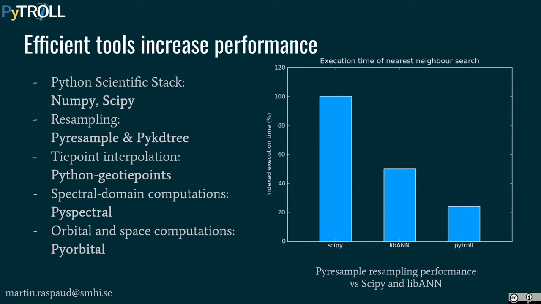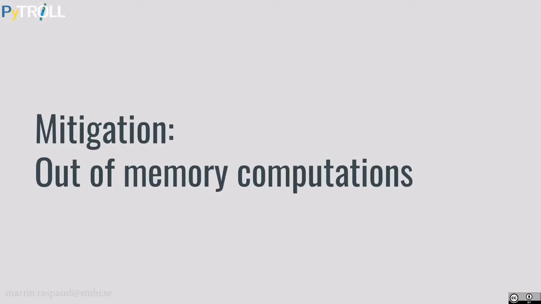We use Python geotiepoints for tiepoint interpolation. For spectral domain computations, we use PySpectral, and for orbital and space computation, we use PyOrbital. All these tools have been programmed with efficiency in mind. Another aspect of the mitigation is the out-of-memory computations.